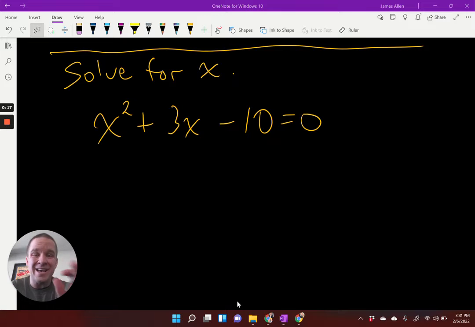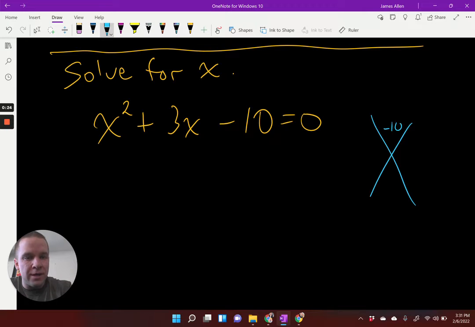So we're going to multiply to -10, add to 3. A lot of people set these things up a little bit different. A common thing is throwing an X over there. I want to multiply to -10, so multiply to that. And then we want to add to 3. What two numbers are going to do that?